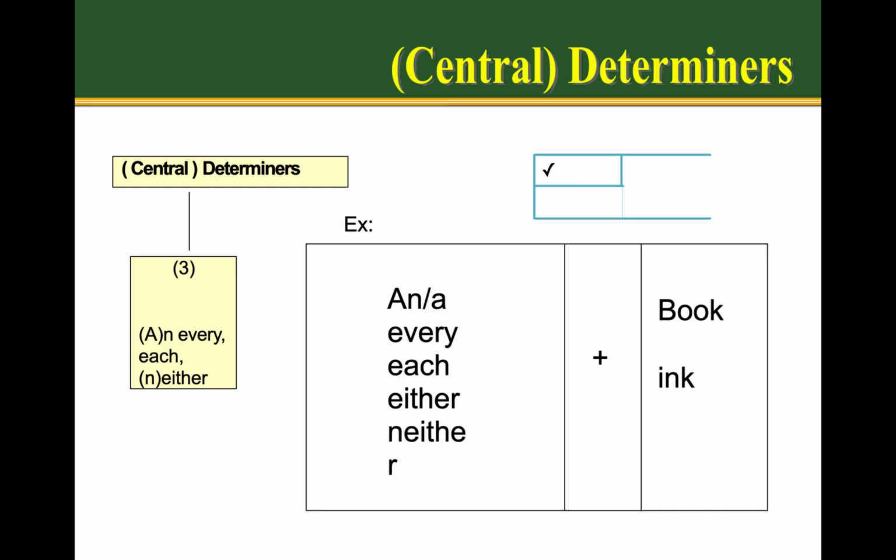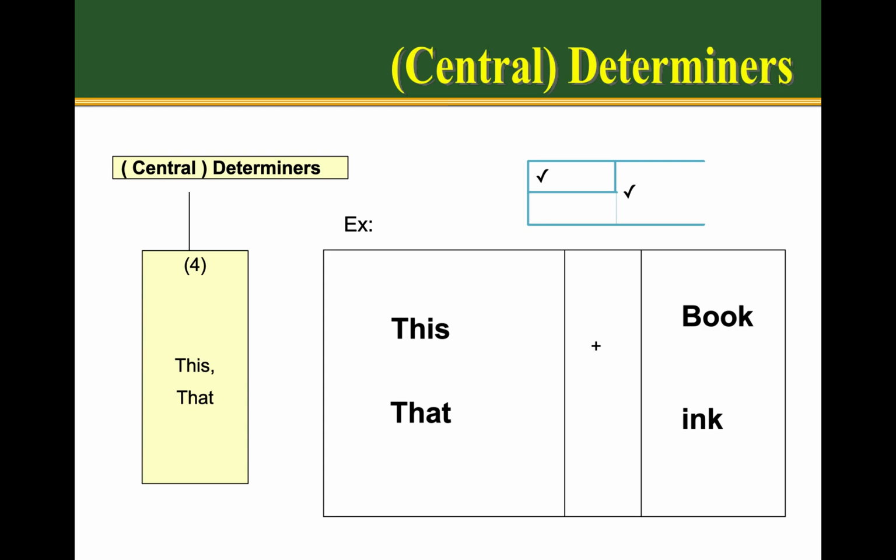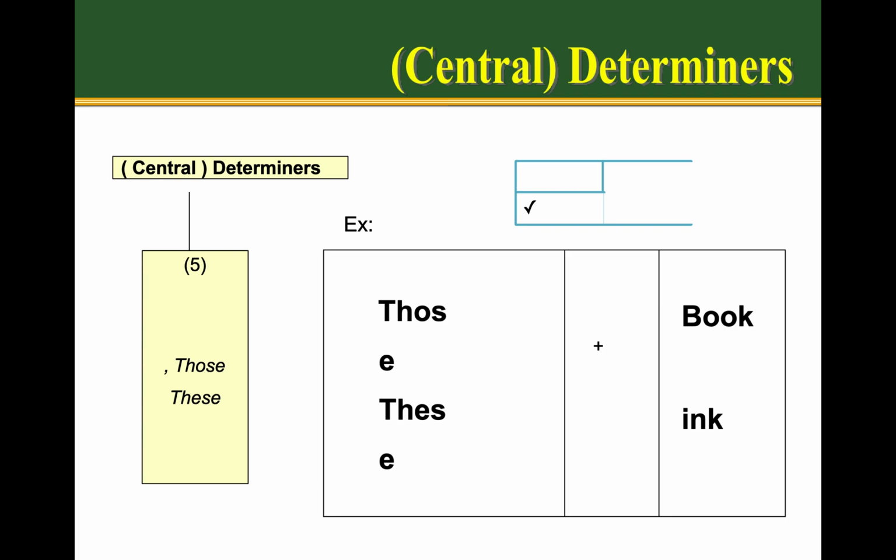A, an, every, each, either, neither, before the head noun. This and that, demonstrative determiners, these are also called central determiners. This book, that book, this ink, that ink. These, usually preceded by the noun. Those books, these books.